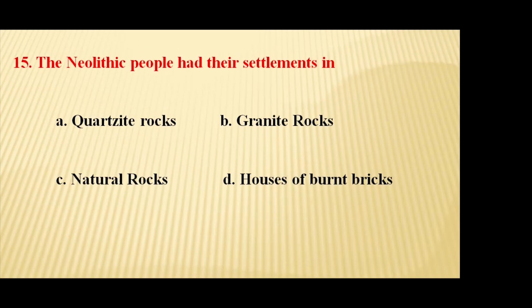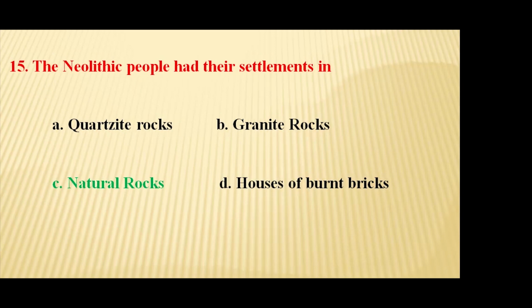Question number 15. The Neolithic people had their settlements in option A, quartzite rocks, option B, granite rocks, option C, natural rocks, option D, houses of burnt bricks. And the correct answer is option C, natural rocks.